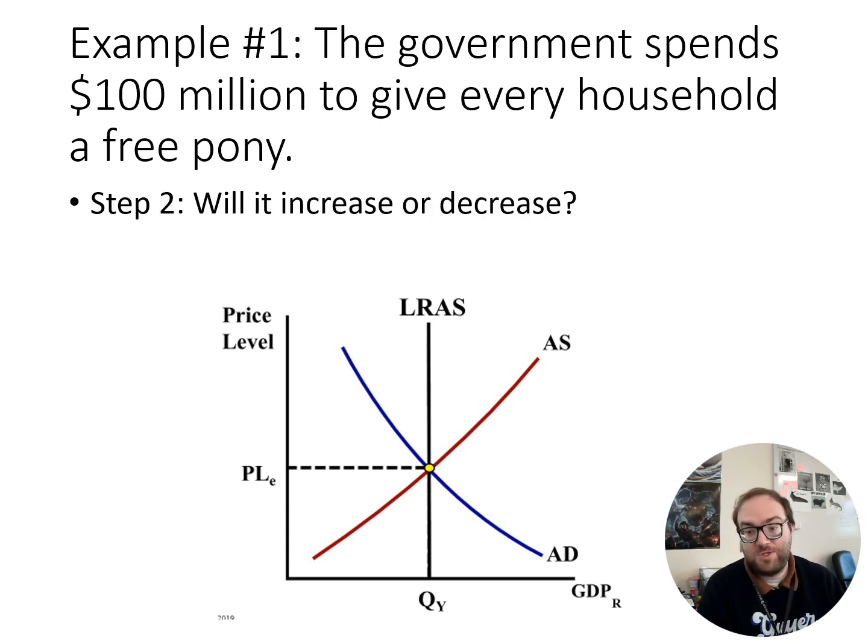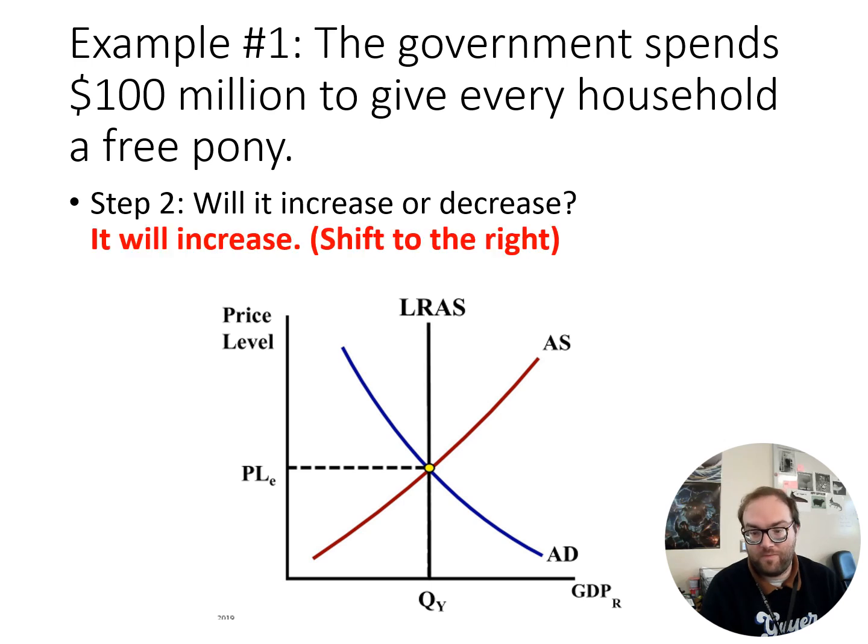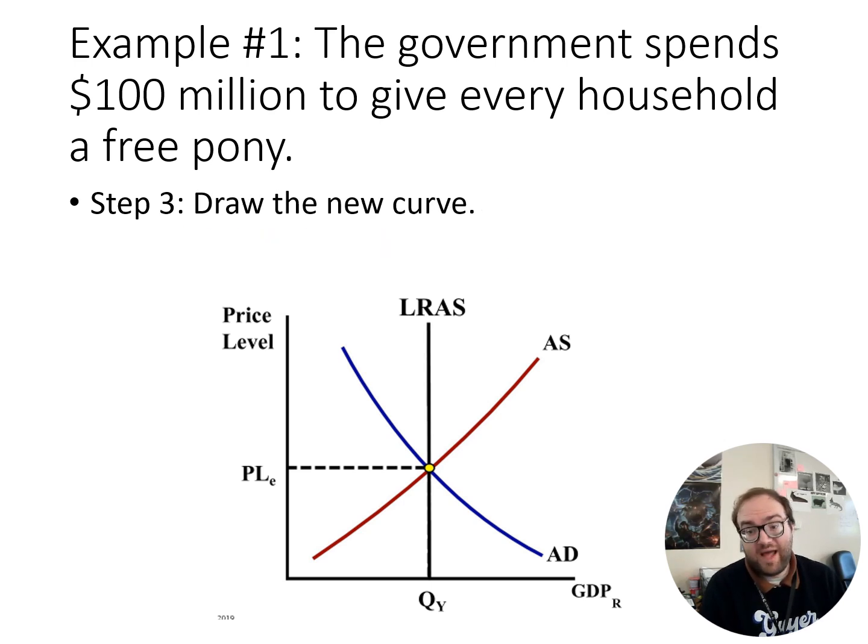The second question is, is it going to increase or decrease? And to figure this out, you just have to look at the problem and think about the situation being described. So here, aggregate demand is going to increase because the government is spending more money on ponies than they were before. So we know it's going to shift to the right. Our next step is simply to draw the new curve and to read off the graph what has changed.